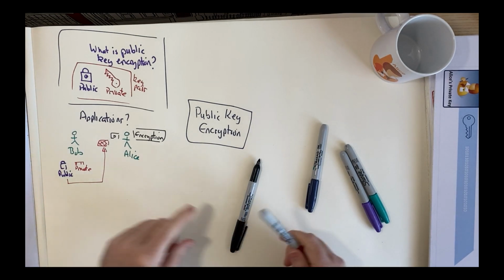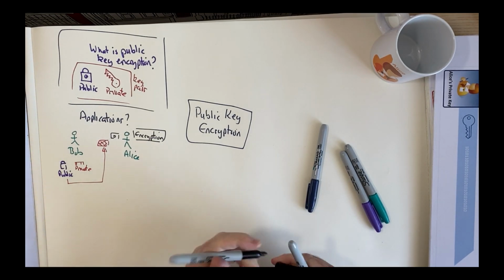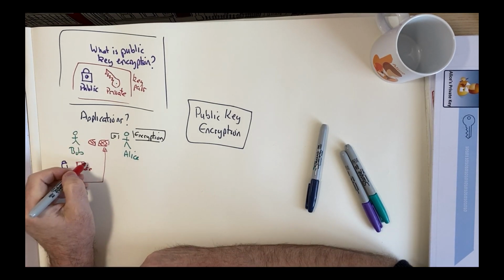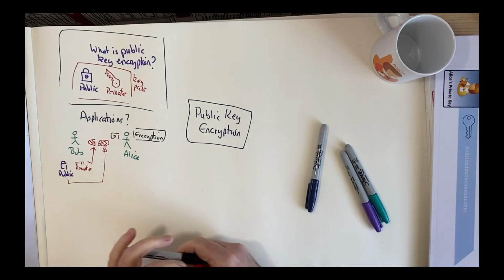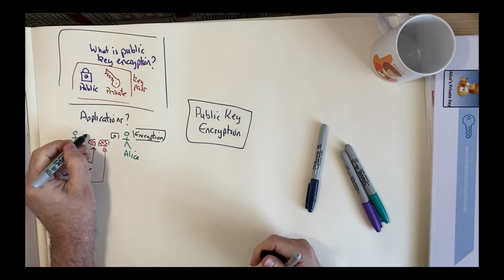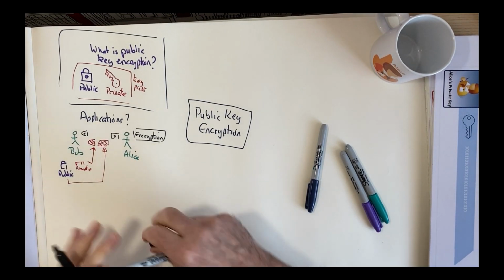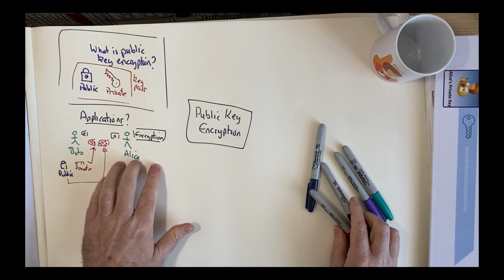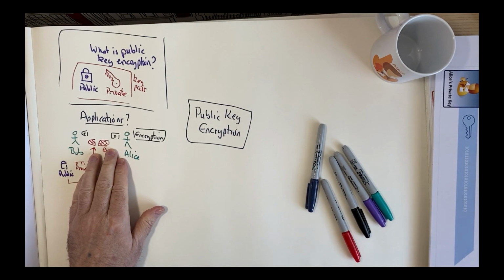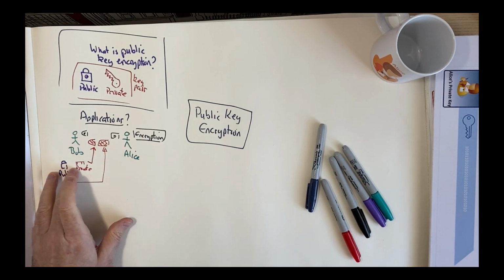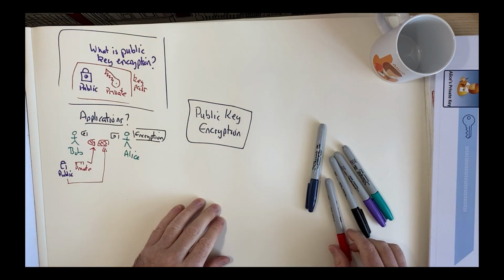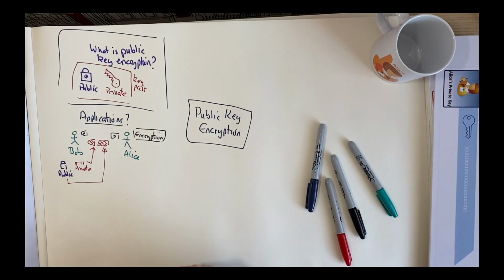And then to decrypt that, Bob uses his private key to reveal the data back again. Okay, so this is standard public key encryption, and we use Bob's public key to encrypt and his private key, which should never be revealed, to decrypt. But there are also other applications for this.